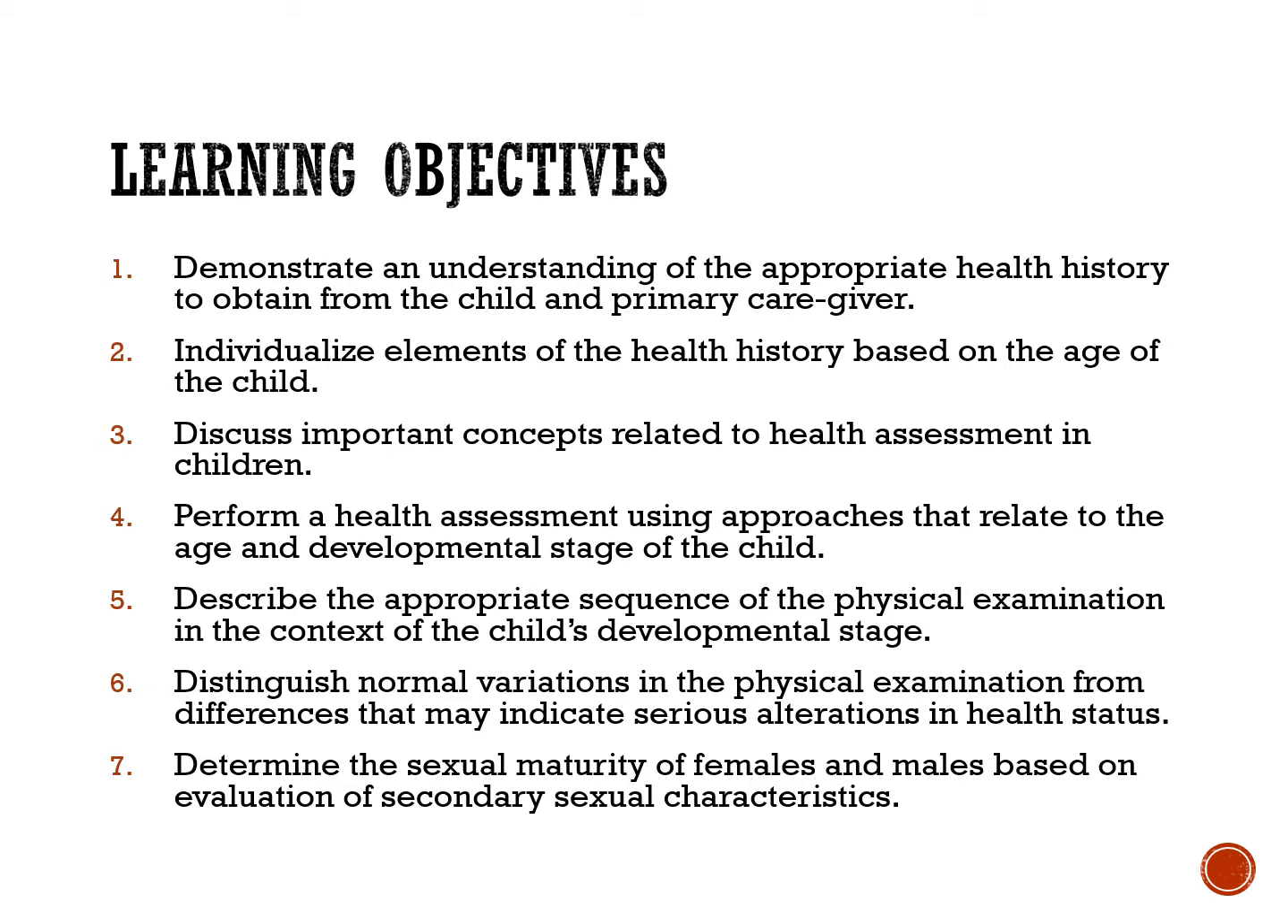Our learning objectives are: demonstrate an understanding of the appropriate health history to obtain from the child and primary caregiver, individualize elements of the health history based on the age of the child, discuss important concepts related to health assessment in children, perform a health assessment using approaches that relate to the age and developmental stage of the child, describe the appropriate sequence of the physical examination in the context of the child's developmental stage, distinguish normal variations in the physical examination from differences that may indicate serious alterations in health status, determine the sexual maturity of females and males based on evaluation of secondary sexual characteristics.